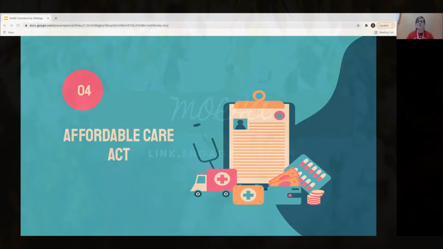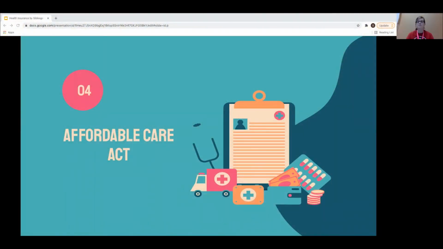So, for our last part of my health insurance topic, I wanted to briefly talk about the Affordable Care Act. So, the big question is, what is it? The Affordable Care Act had three primary goals when it was created. It wanted to make affordable health insurance available to more people. It expanded the Medicaid program to cover all adults with income below 138% of the federal poverty level.